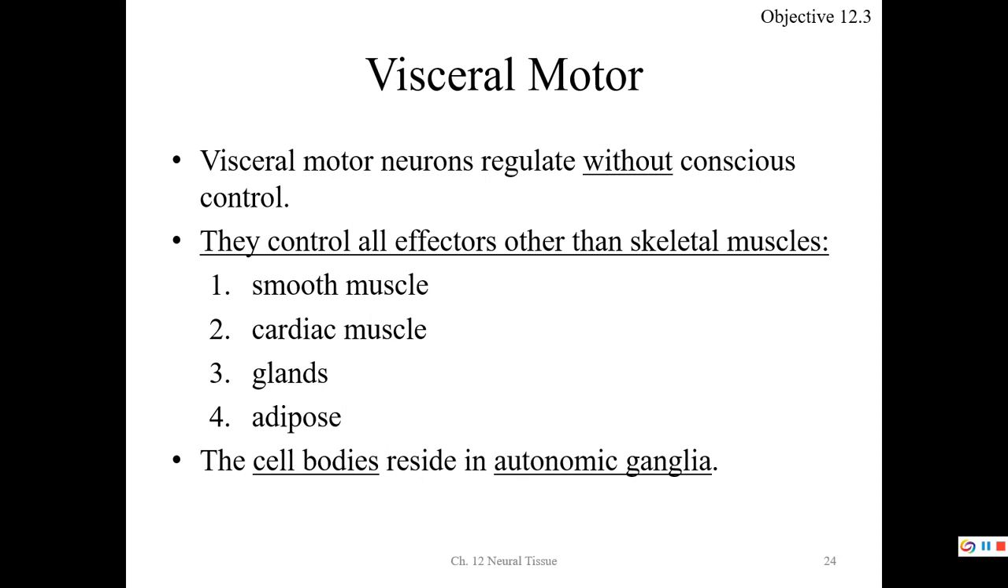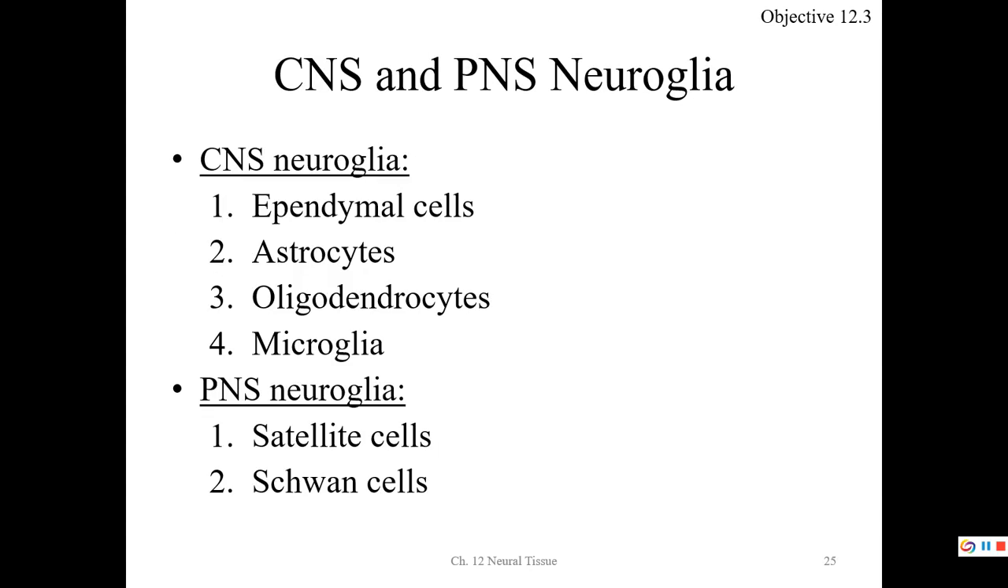Visceral motor neurons regulate without conscious control. They control smooth muscle, cardiac muscle, glands, and adipose. Their cell bodies are in the autonomic ganglia. It's very important that we know the four kinds of effectors of the visceral motor. Very important targets for drugs, okay?